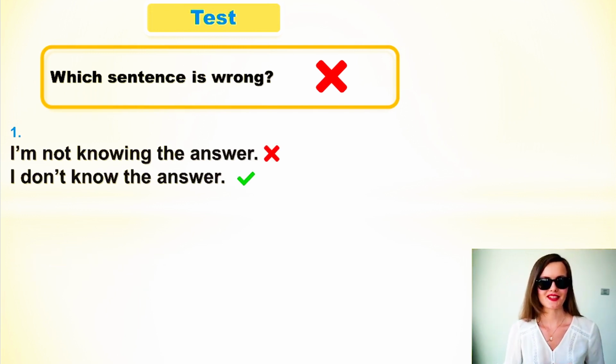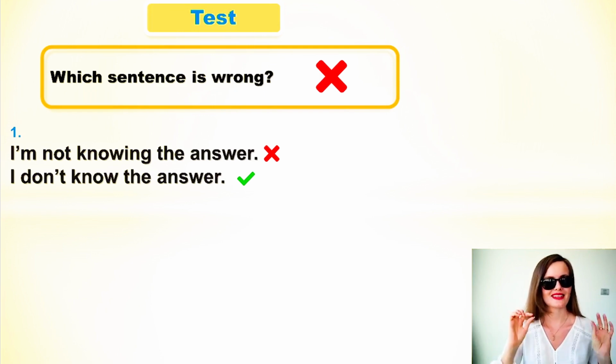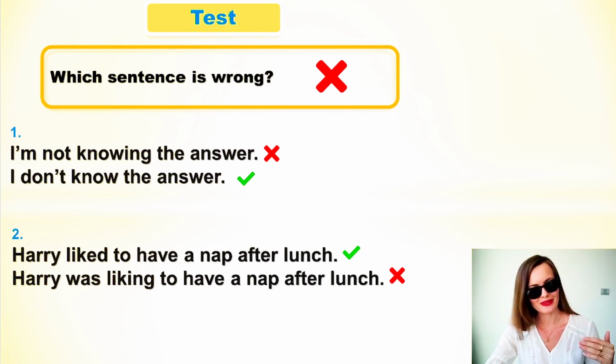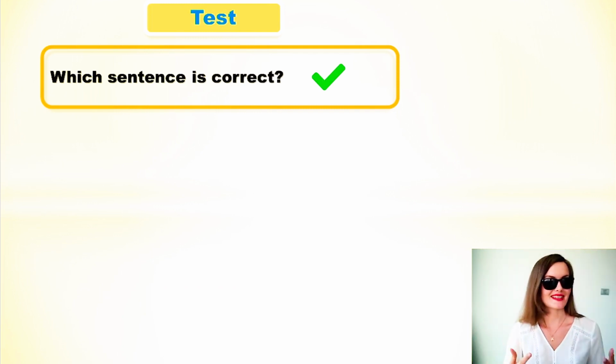I'm not knowing the answer is the wrong one because to know is a stative verb and we can use it only in simple tenses or perfect tenses. So in our case, I don't know the answer is a correct one. Harry liked to have a nap after lunch and Harry was liking to have a nap after lunch. The one where you use the verb to like in continuous, in our case in past continuous, is wrong because it's a stative verb and we can use it in simple tense, right? In past simple, Harry liked to have a nap after lunch.